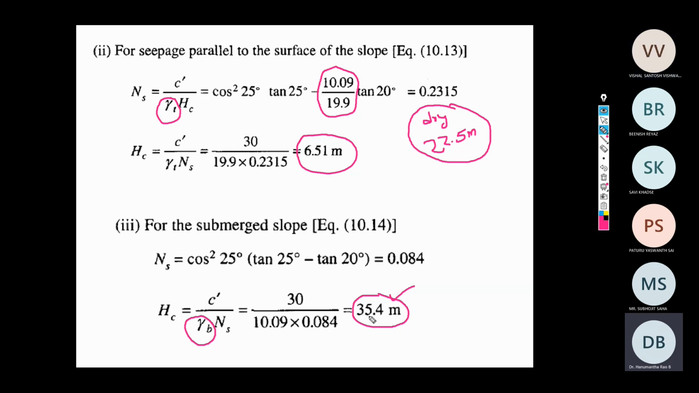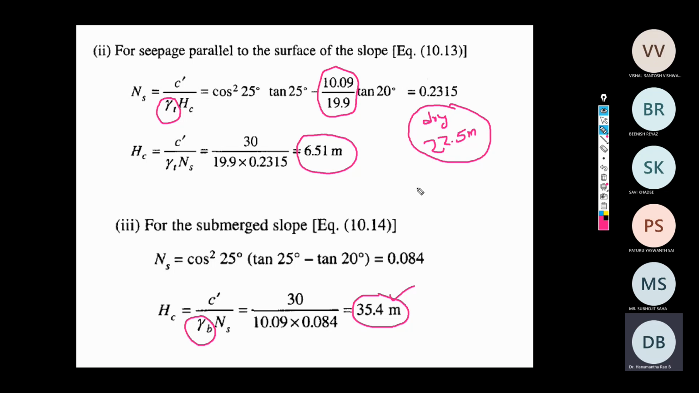But where is the soil interaction taking place? Sir, in the submerged condition, we are taking the gamma dash, which means all the load is soil interaction, means pore water pressure is zero, sir. Okay, so any other logical explanation? Others?